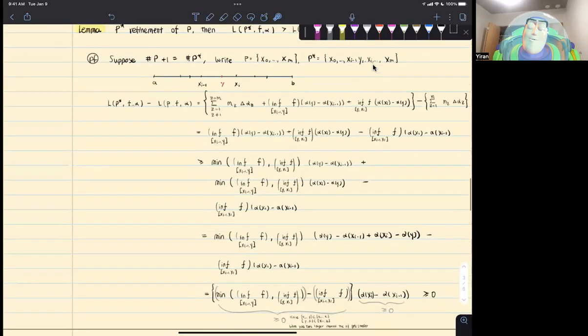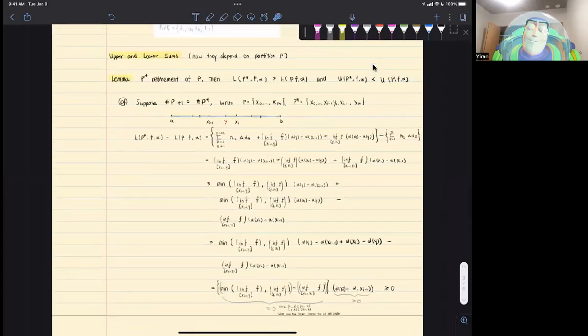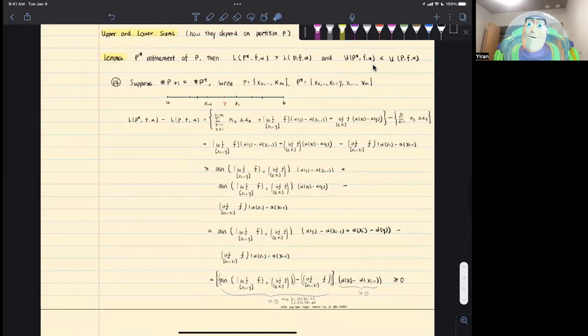And I won't go over the details. You can pause the video and check my work. I will state the basic idea and the outline for this proof. Since you are trying to show, for example, that the lower sum of f using a refined partition is at least the lower sum of f using the original partition, right?